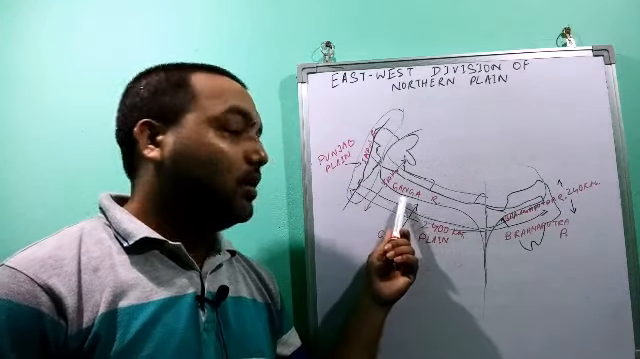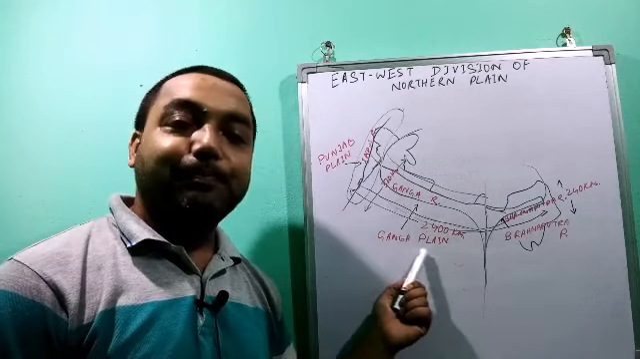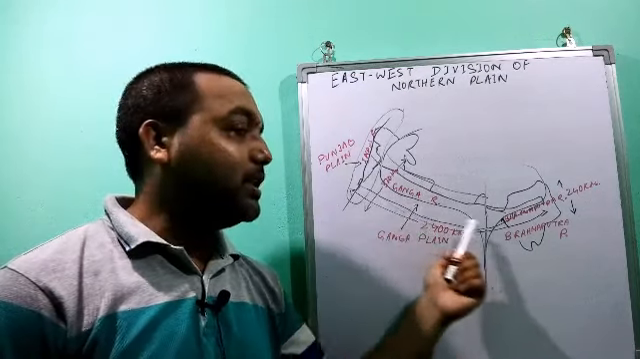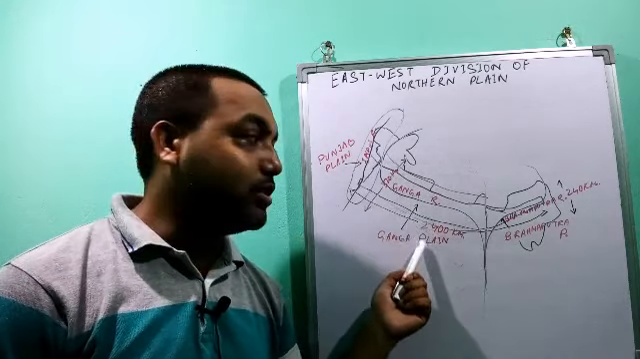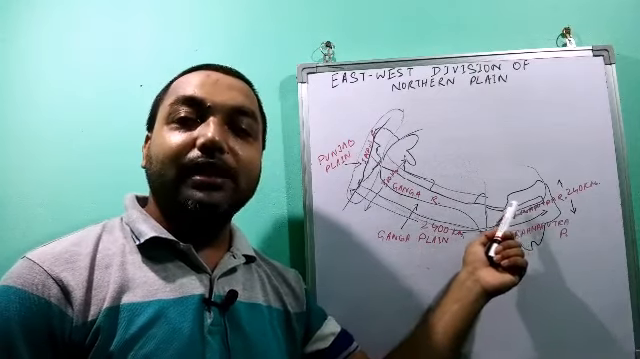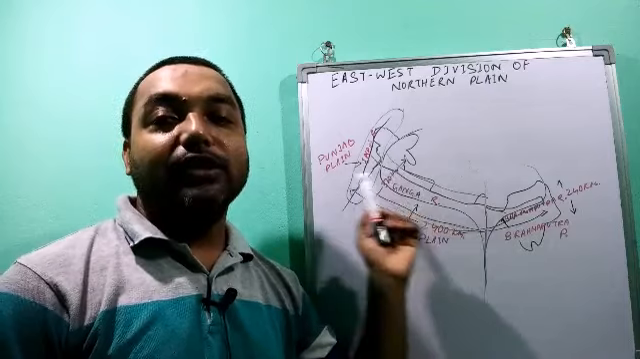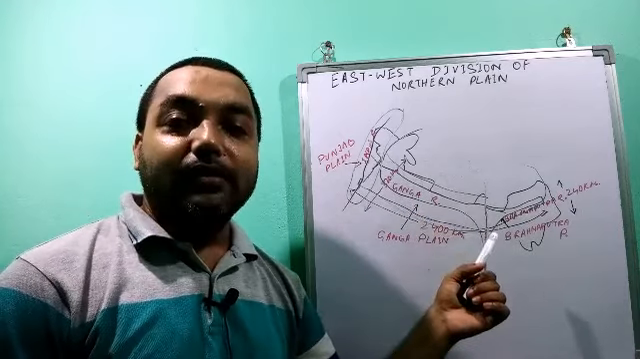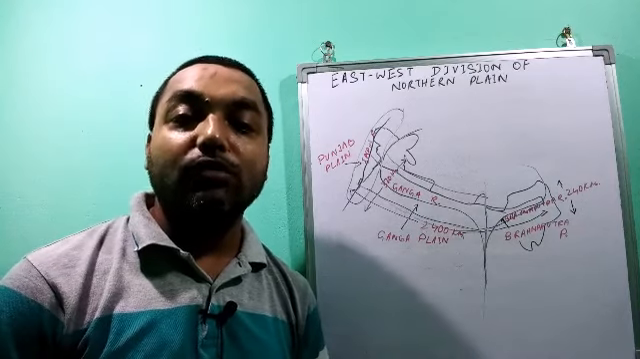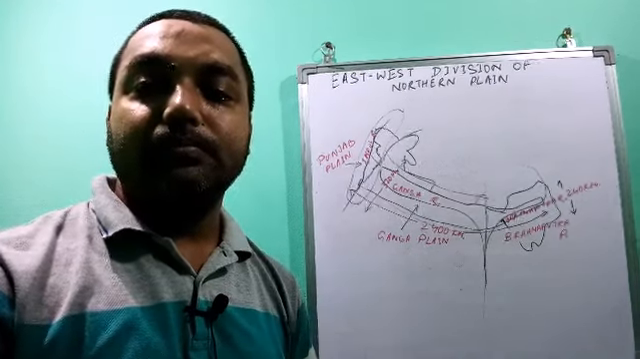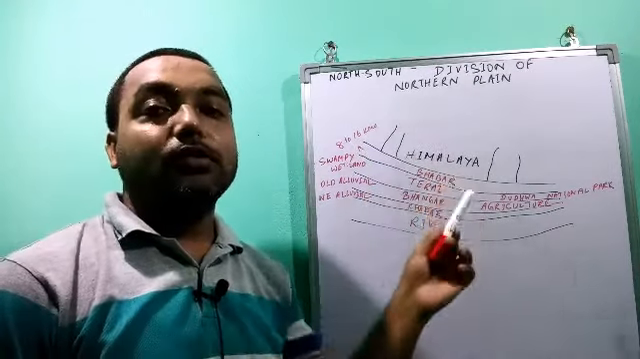Next, the plain that is beside the river Ganga, composed by the river Ganga and its tributaries, is known as the Ganga plain. And the plain that is beside the river Brahmaputra is known as Brahmaputra plain. So this is the east-west division of this plain. Next, let us talk about the north-south division of the northern plain.